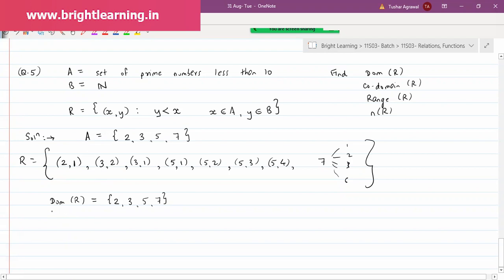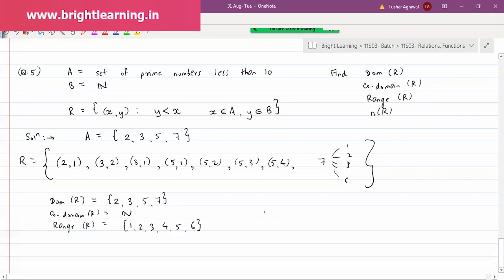Codomain of R is a set of natural numbers only. Codomain of R is a set of natural numbers. Range of R is equal to 1, 2, 3, 4, 5, 6. Okay. Range of R is these elements 1, 2, 3, 4, 5, 6. All these previous elements are already included.